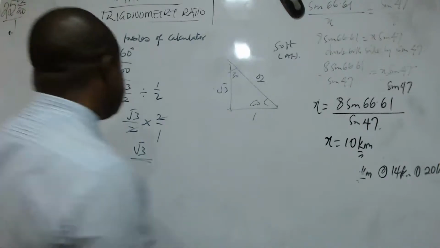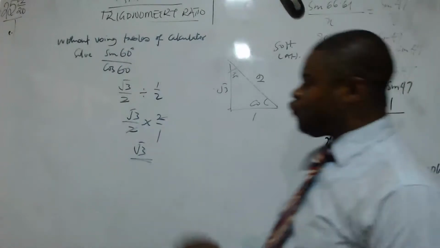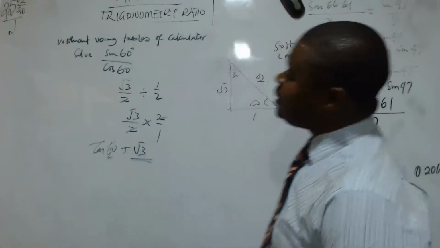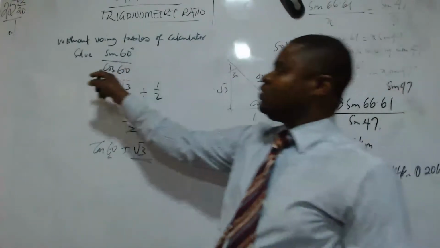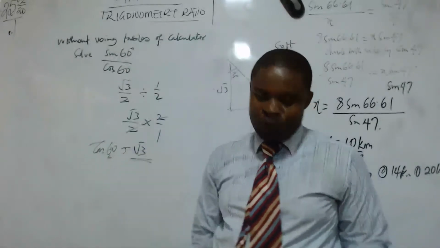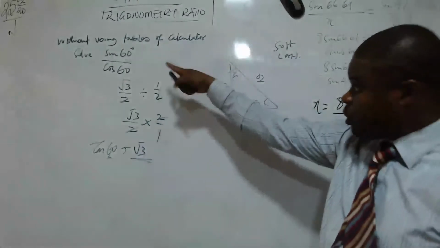So indirectly, sine 60 divided by cos 60. If you check the value of tan 60, this is just the same as sine 60 divided by cos 60. You have tan 60, which is just root 3. Now look at this again. The question says, still solve without using a calculator.